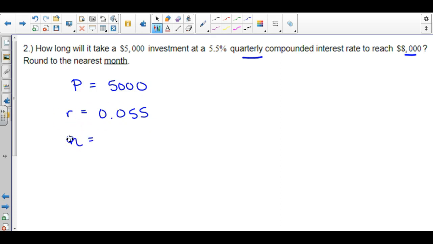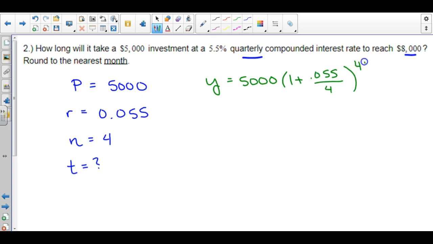And then it says that we are compounding this quarterly, like 4 quarters in a dollar. So quarterly means my n value is 4. What we don't know is t. What we want to actually find is t. So we're going to write out our equation: y equals 5,000 for the P value, times 1 plus r over n, so 0.055 over my n value of 4, to the power of 4t. And that's what we're going to put in for one of our equations. I'm going to put a little 1 next to this, y1, because if we were to use a graphing calculator, we would have y1, y2, y3, and all of our equations in there.